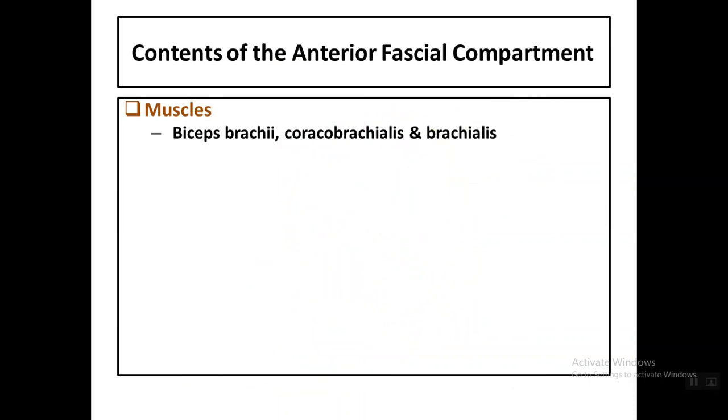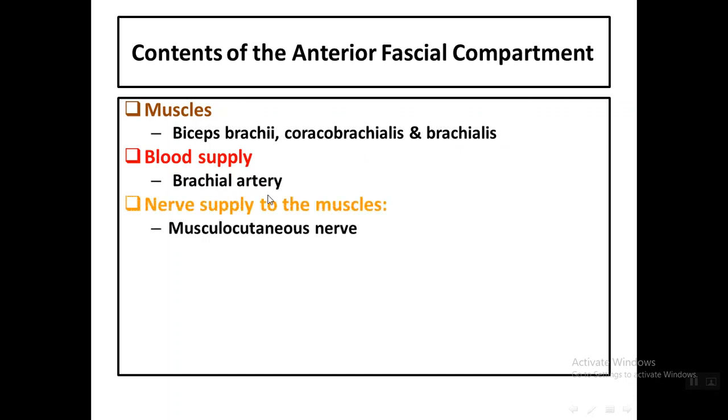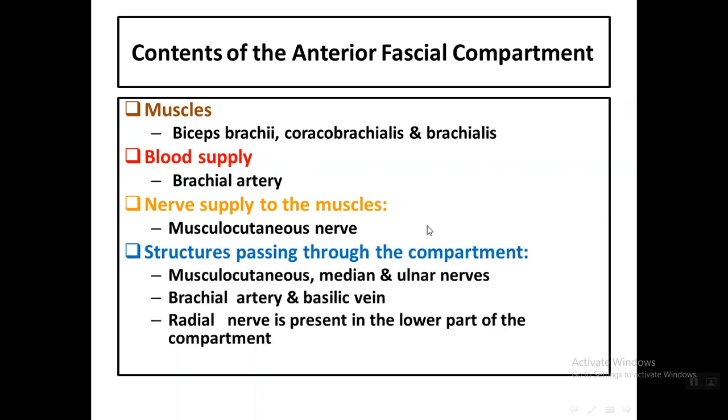We will take first the anterior compartment or flexor compartment. What are the contents of the anterior fascial compartment? It contains muscles. These muscles are the biceps brachii, coracobrachialis, and brachialis. Blood supply is by the brachial artery. Nerve supply to the muscles is the musculocutaneous nerve, supplying these three muscles. And what are the structures passing through the compartment? The musculocutaneous, median, and ulnar nerves, the brachial artery and the basilic vein. The radial nerve is present in the lower part of the anterior compartment.